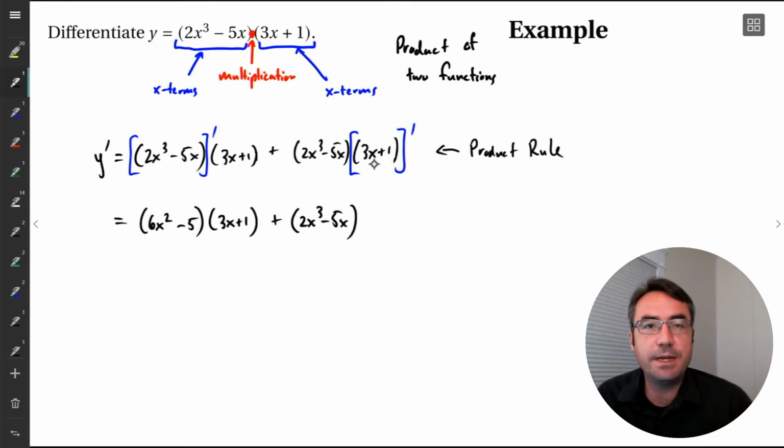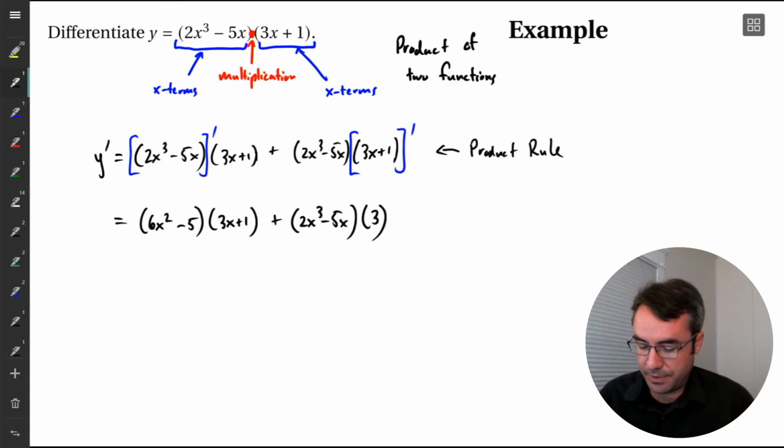And then we need to finish differentiating this piece over here. We need to differentiate the 3x plus 1, and that's something we can do. The derivative of 3x is 3, and then the derivative of that 1 by itself is just 0. So we end up with a 3 there. And perfectly good, there's our derivative.